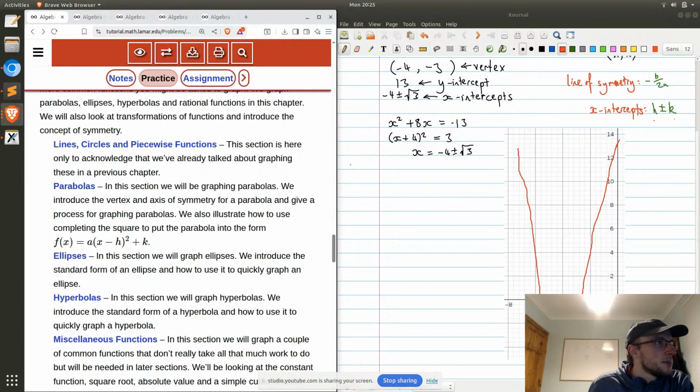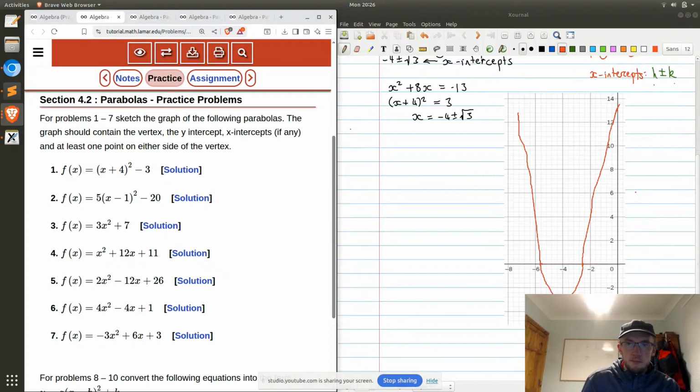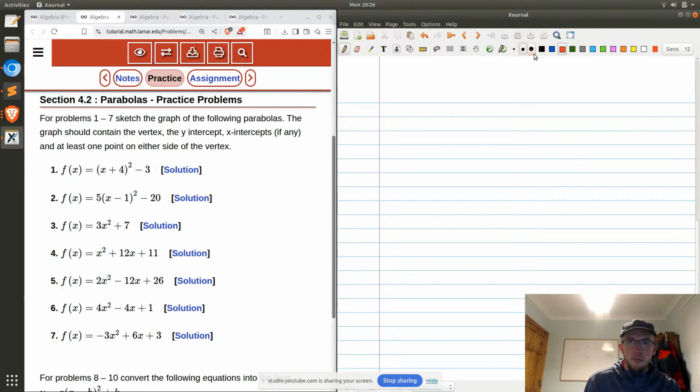Why is that page open? Well, let's try for problem 2. See if we can do better than that. Okay, so it being in vertex form.